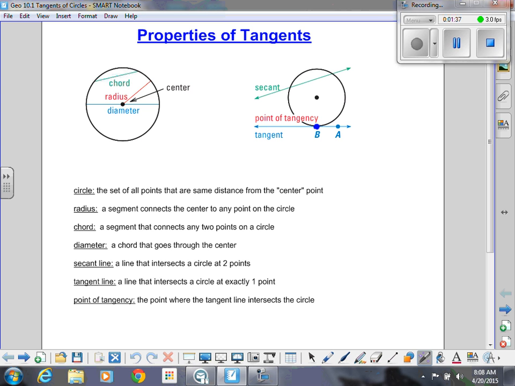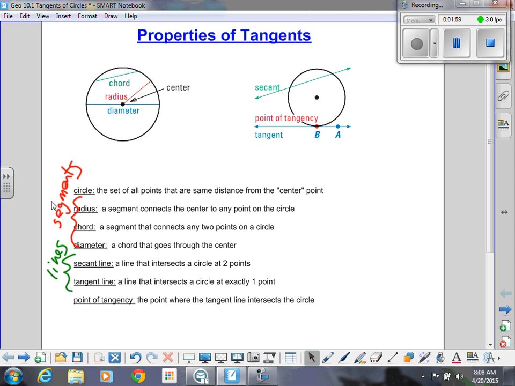So something you might want to make note of in your notes is that these are all segments and they stop at the edge of the circle, whereas these are lines and they go on forever and ever.